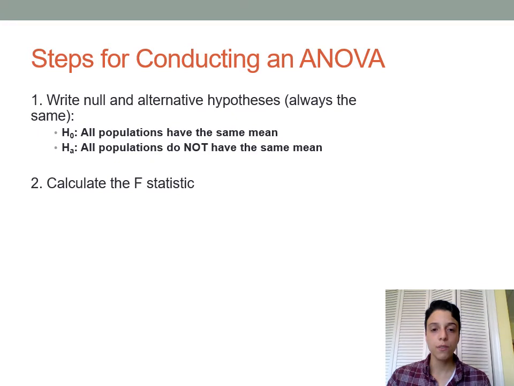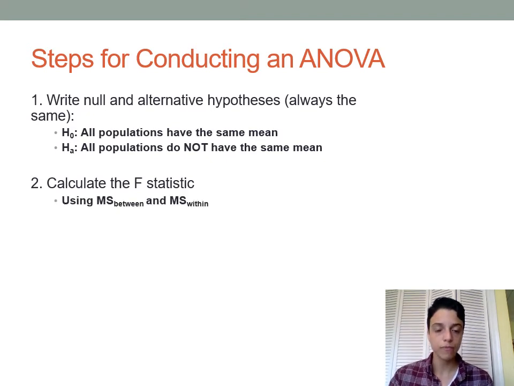The next step is to calculate a test statistic. And in this case, the test statistic that we're going to calculate is the F statistic. And the F statistic, again, describes the extent to which the groups are distinct from each other or similar to each other, and will give us evidence that can either help to disprove the null hypothesis or that can fail to disprove the null hypothesis. And we calculate the F statistic using those mean squares between groups and mean squares within groups measures that I just talked about.